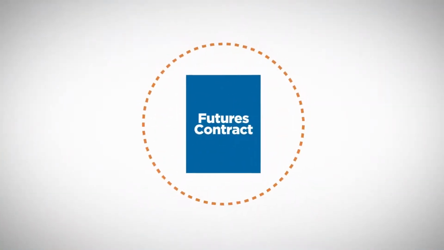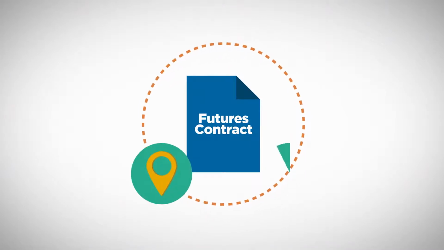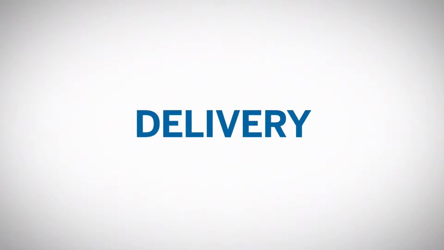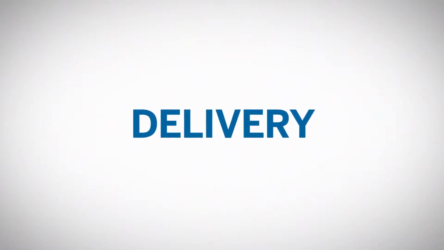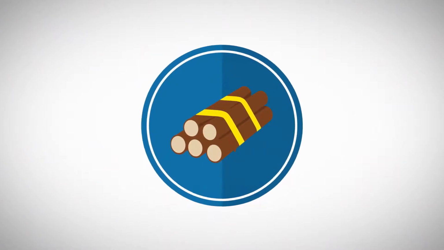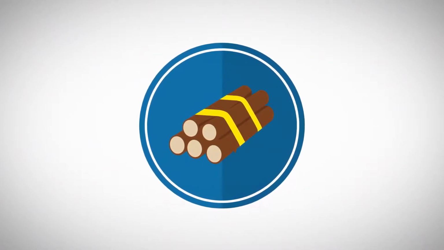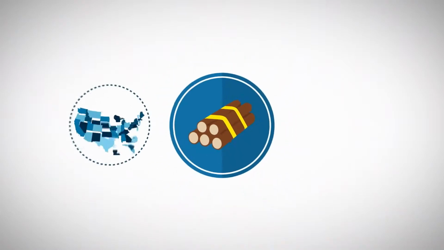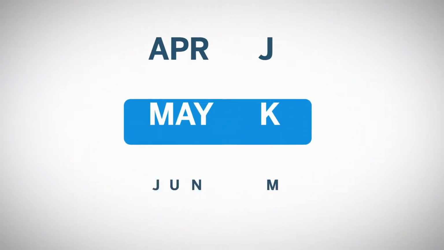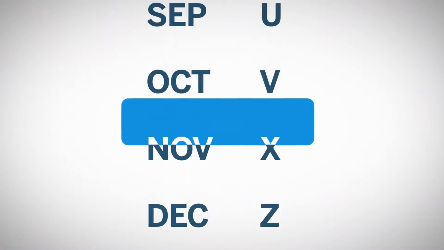A futures contract also specifies where the asset will be delivered upon execution. Delivery is an important consideration for certain physical commodity markets entailing significant transportation costs. For example, CME Group's random length lumber contract specifies that delivery must occur in a specific state and in a certain type of boxcar. Finally, every futures contract is referred to by its delivery month.